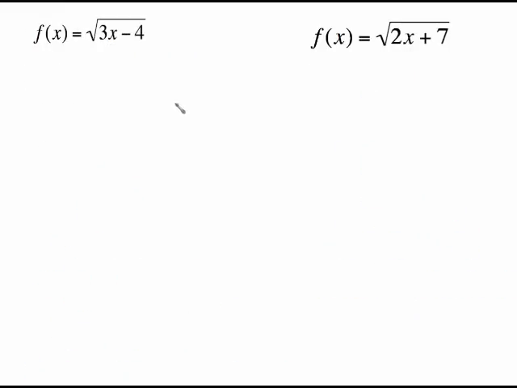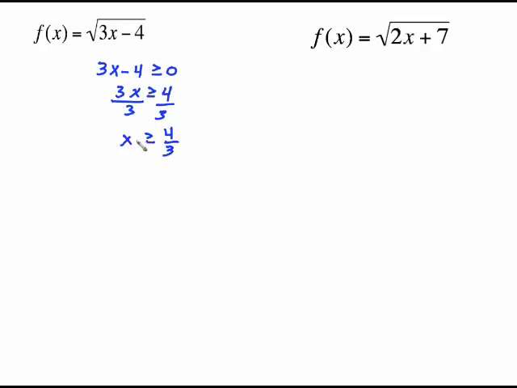Let's take a look at a couple with square root. The difference on the square root is we can't take the square root of a negative. So we have to ensure that our radicand, that's the stuff that's under the square root, is greater than or equal to 0. So solve this equation, add 4 to both sides. You have 3x is greater than or equal to 4. Divide both sides by 3. And we have x greater than or equal to 4/3.